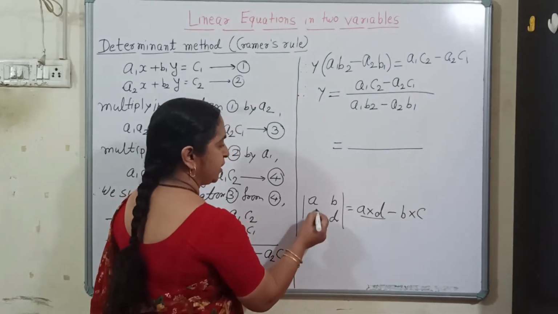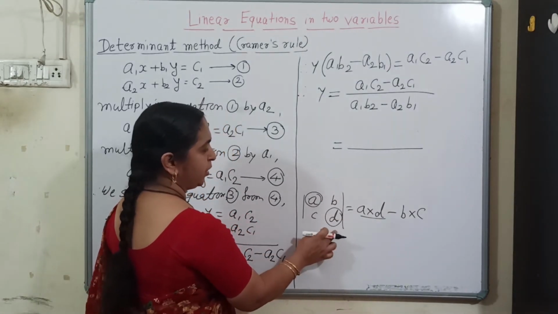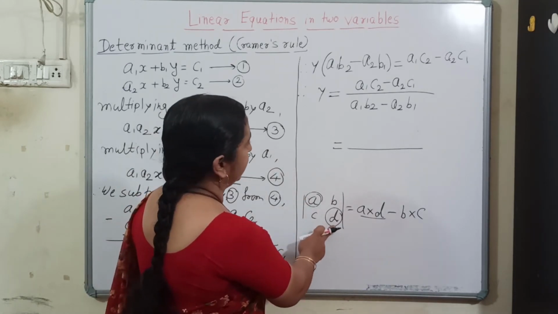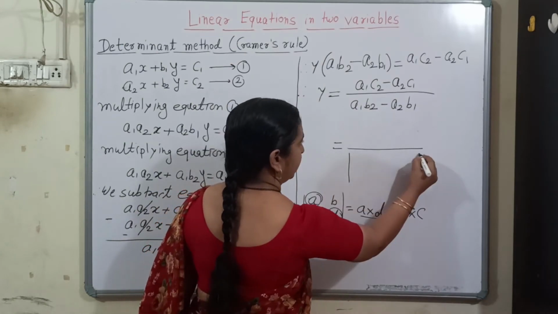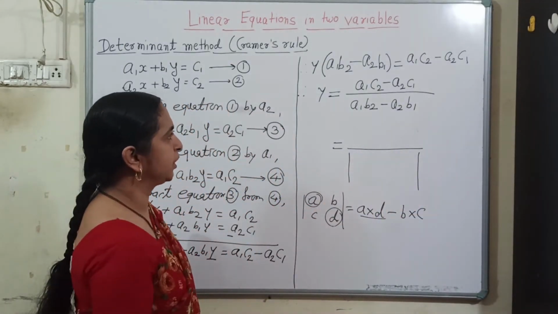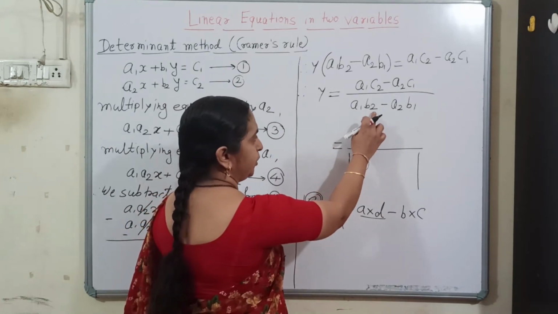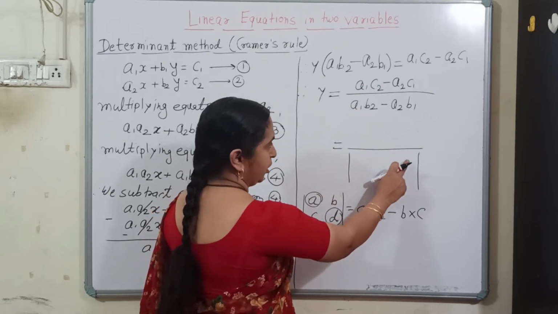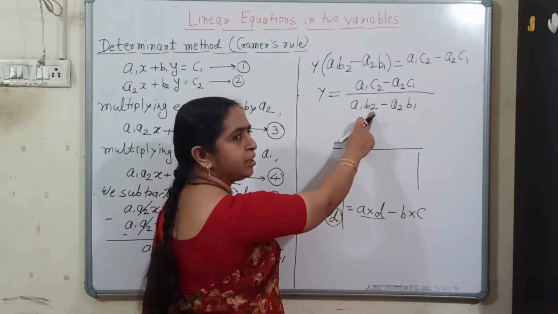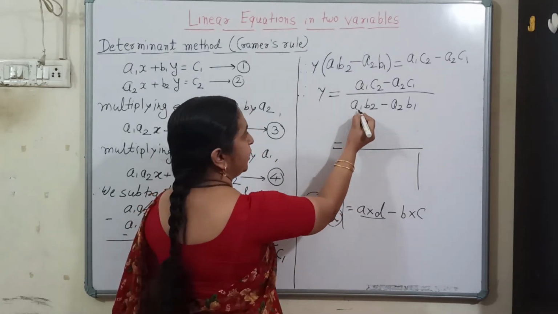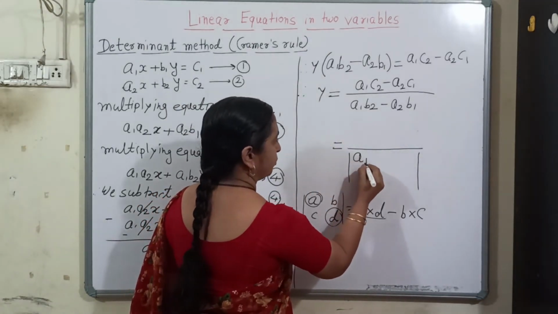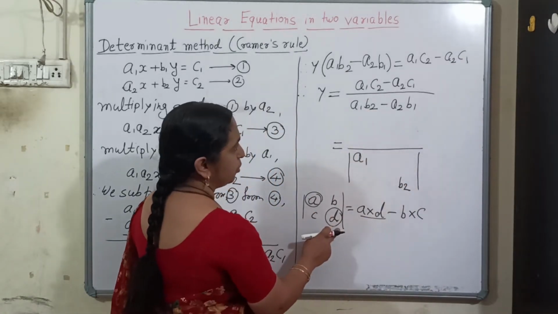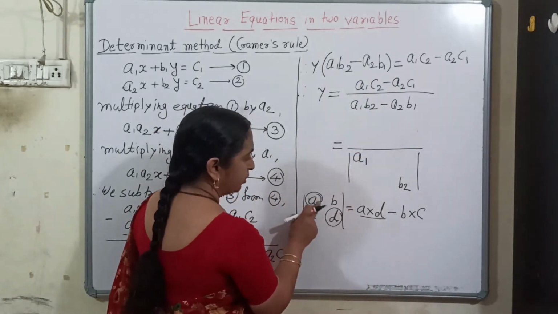Means the first term is the product of these two elements, means first row, first column element into second row, second column element. First we write the determinant in the denominator. First term is a1 b2. We write the term with suffix 1 in the first row and the term with suffix 2 in the second row. Therefore we write this a1 in the first row and we write this b2 in the second row. Like this you have to write a1 and b2 at these two places.